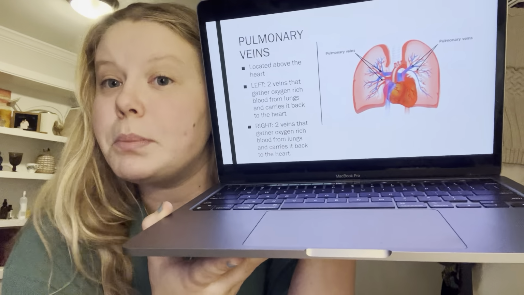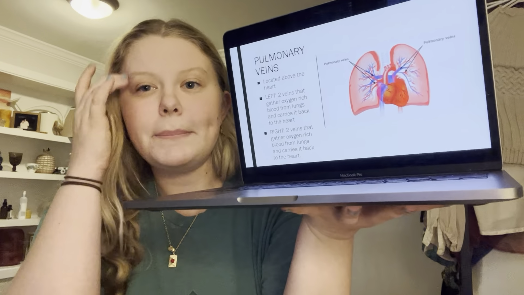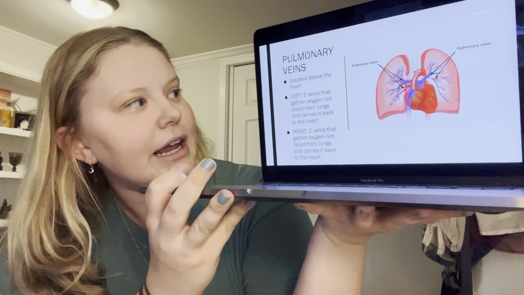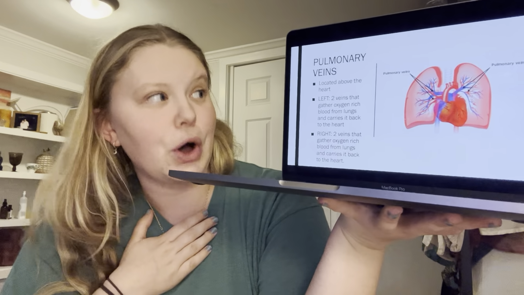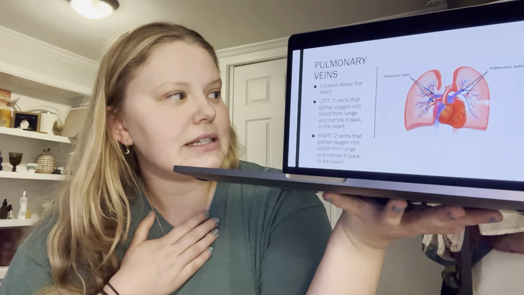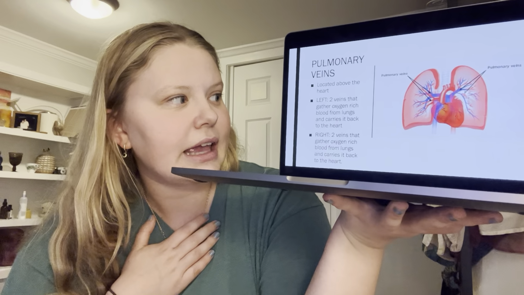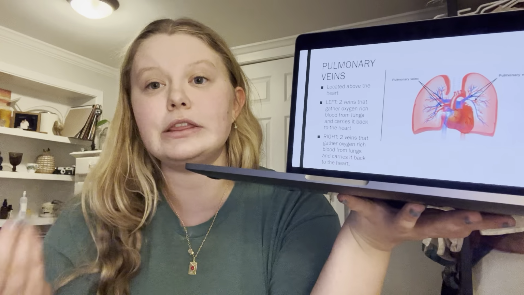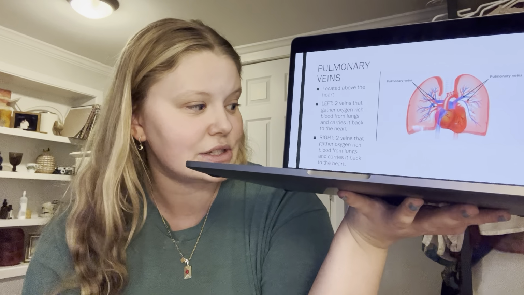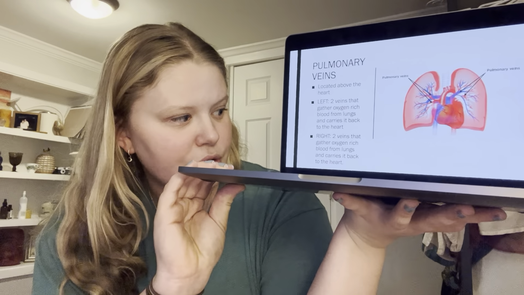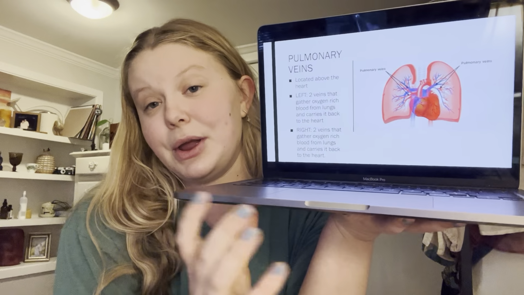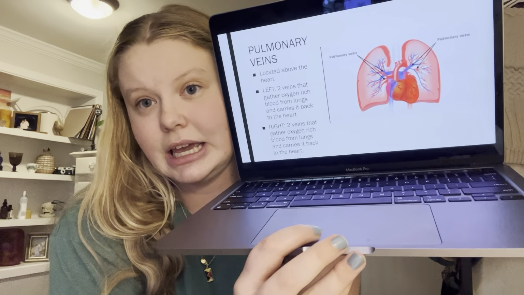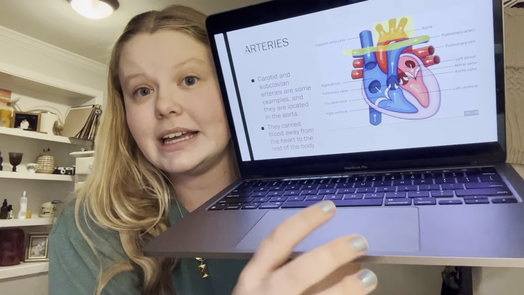Next, we have the pulmonary veins, which are a bit smaller than the pulmonary arteries. They're located above the heart. There's the left ones that are 2 veins that gather oxygen-rich blood from the lungs and carry it back to the heart. And then the 2 right veins are going to gather oxygen-rich blood from the lungs and carry it back into the heart. So that is the function of the pulmonary veins.